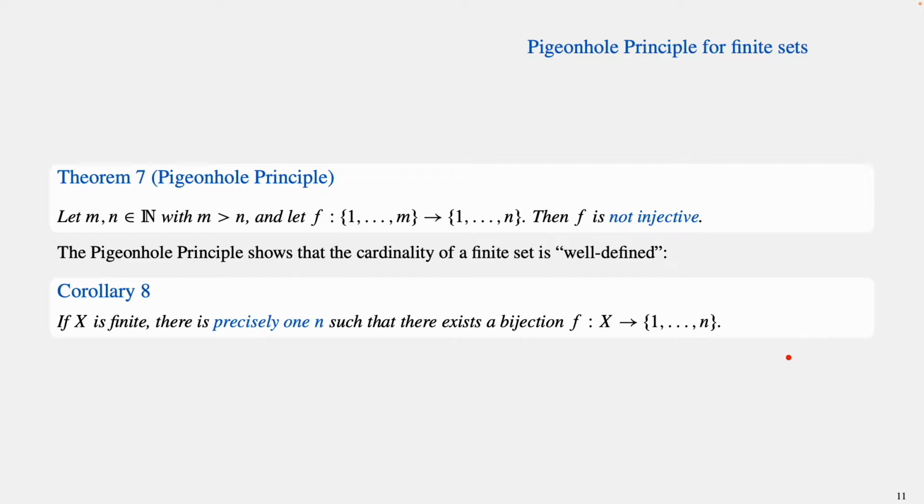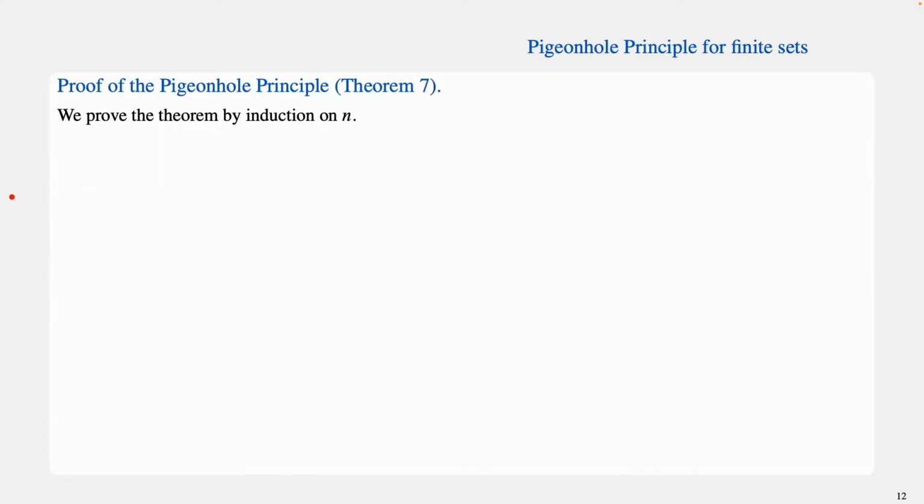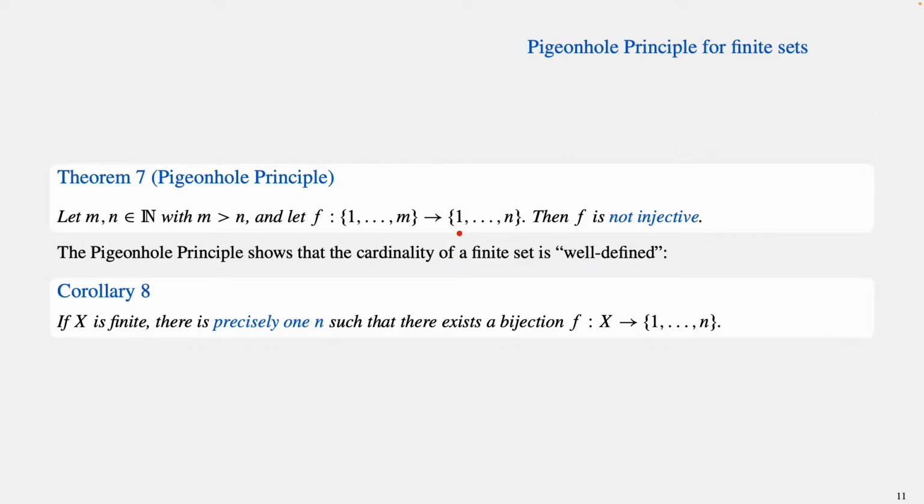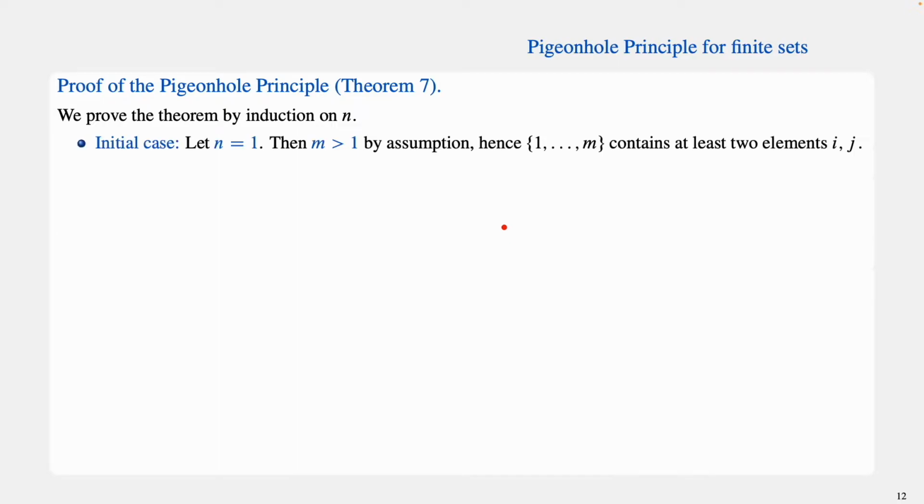But enough on this. Now we're going to prove the Pigeonhole Principle. Again, we use induction on n, on the size of the smaller of the two sets here. The initial case is n equal to 1, and that means by assumption m is larger than n, so m is larger than 1. So the set from 1 to m contains at least two elements.